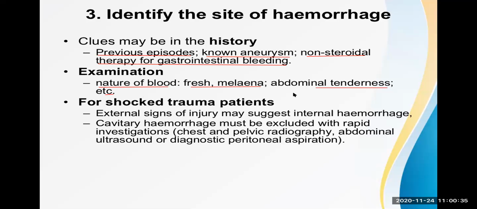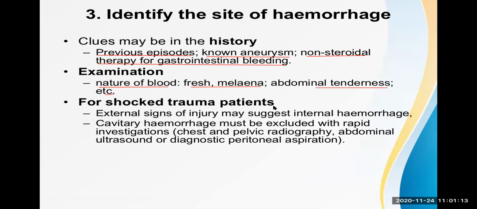Examine for the type or nature of the blood. Fresh blood, if it is coming out from the mouth or in the stool, means a relatively active type of bleeding which has just occurred probably a few hours ago, or ongoing bleeding. If it is relatively dark colored blood, altered color blood or coffee colored blood, we say this has already occurred probably a few hours ago or even a few days ago. So these are the important points.